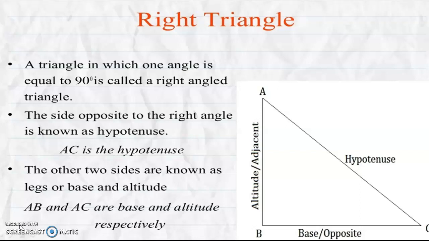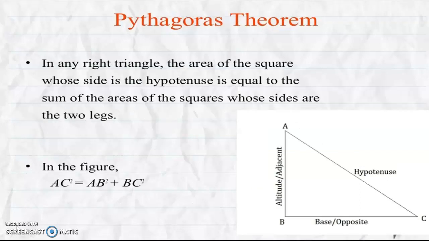The other two sides are known as legs, or base and altitude. AB and BC are altitude and base respectively. Sometimes for the altitude we use the word perpendicular also. So AB is the perpendicular and BC is the base of this triangle.